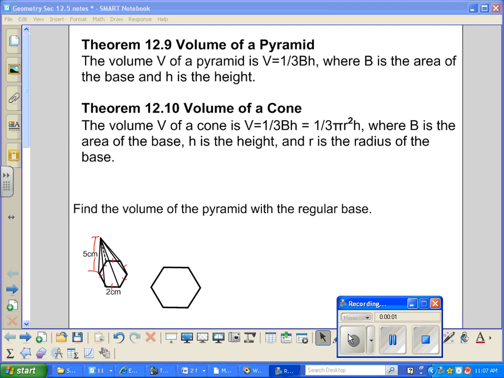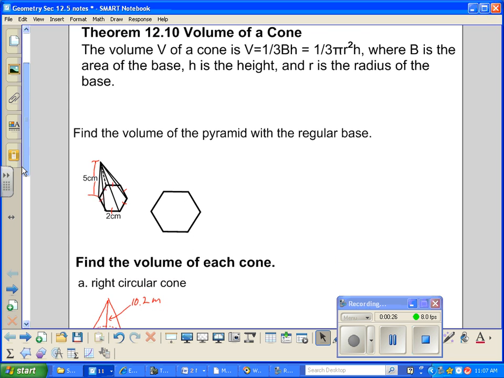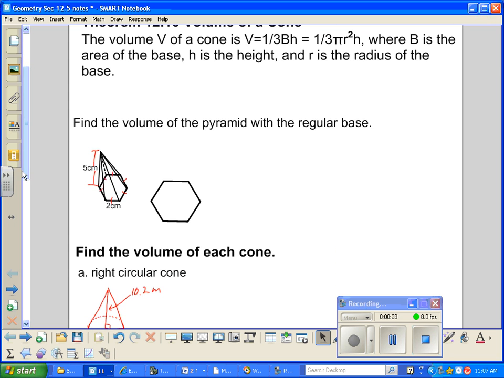Theorem 12.9, volume of a pyramid is simply the formula 1/3 area of the base times the height, which is the exact same formula for volume of a cone. But once again, since it's a cone, we switch out area of the base with pi r squared because the base of a cone is always going to be a circle, so we can put in pi r squared for area of a circle. And so, first example, we're finding the volume of a pyramid with the regular base.